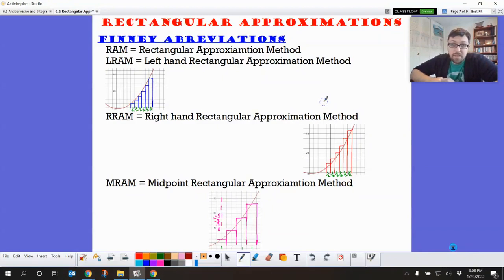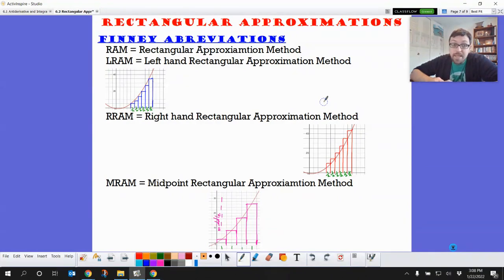Now, Finney, this really threw me off when I first was learning this. The LRAM and RRAM and MRAM, it really was tricky for me to find. So I want to make sure that you know that RAM is just saying the rectangular approximation method, which is what we have been doing in this video, making rectangles to approximate the area underneath a curve.